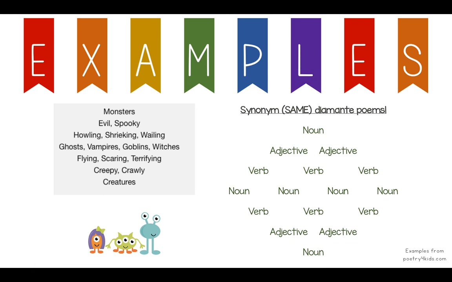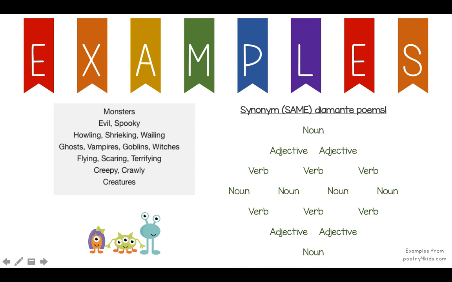So I'm going to give you an example with this Diamante poem named Monsters. Monsters, evil, spooky, howling, shrieking, wailing, ghosts, vampires, goblins, witches, flying, scaring, terrifying, creepy, crawly, creatures. This is a synonym or same Diamante poem because this whole poem is all talking about monsters. You can see that these 2 words describe monsters, evil and spooky. These 3 verbs tell things that monsters do. All 4 of these words are some different types of monsters.